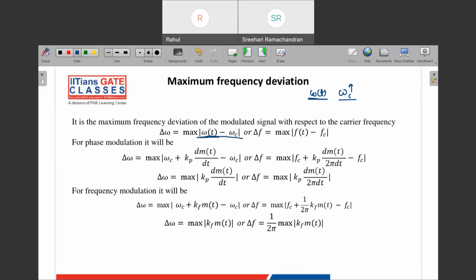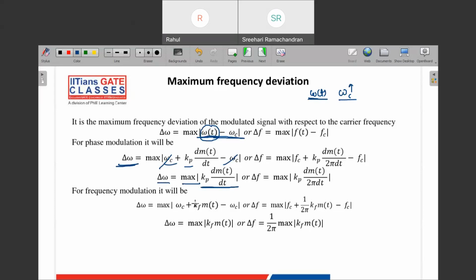Now let's see what happens in phase modulation and frequency modulation. In the case of phase modulation, we know that this omega t is equal to omega c plus kp times the differentiation of mt. So this and this will cancel out each other, and the maximum frequency deviation will be given as max of kp d mt by dt. This will be the maximum frequency deviation in the case of phase modulation.